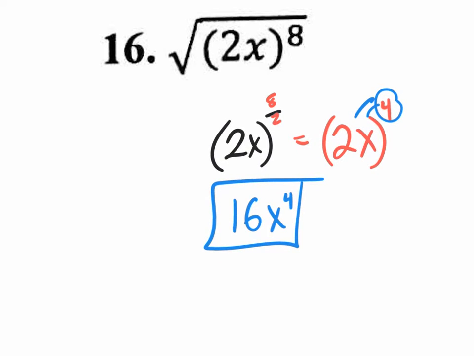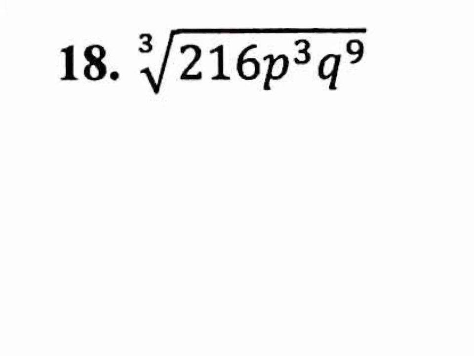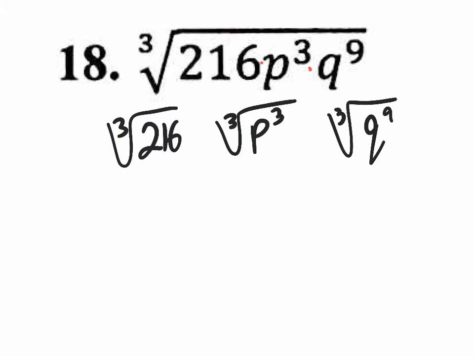Let's jump to number 18. Again, whenever you have multiplication on the inside, you could just split up that root. Let's split that third root to the 216, to the p to the third, and the q to the 9th. So on the calculator, you could do the third root of 216. 6. Okay, so the answer is 6 on the calculator. Now right here, you could show your work, or you could logically say the third root of something to the third power, the third root and the third power, they undo themselves. That would just be p.